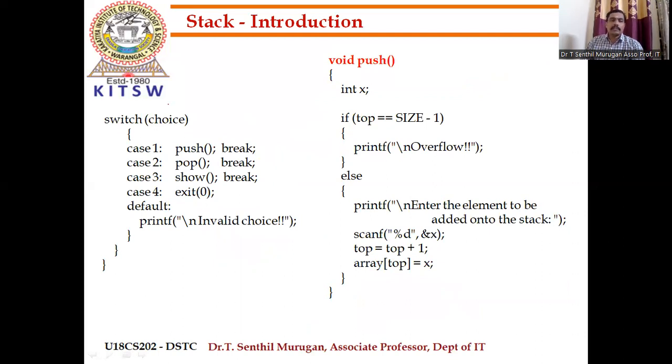Okay, so in the switch case, choice 1 is for push operation, 2 for pop operation, 3 for show, 4 is the end. So directly we are calling the function, okay, without argument, simply we are calling the function. Clear? If any other choice is given, it will print invalid choice.